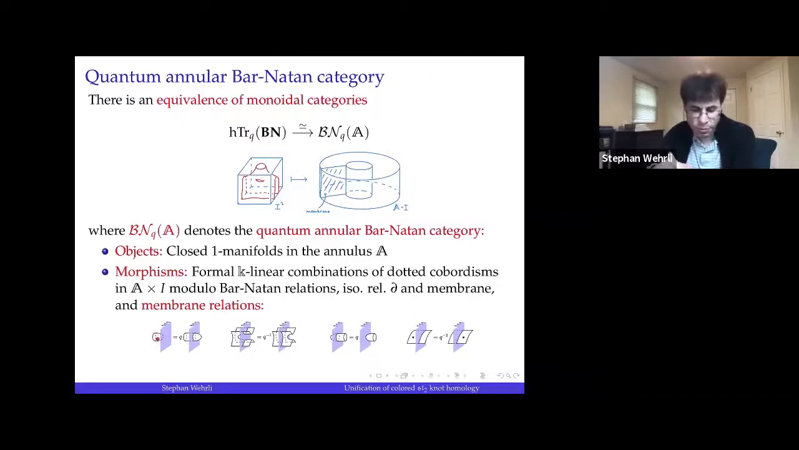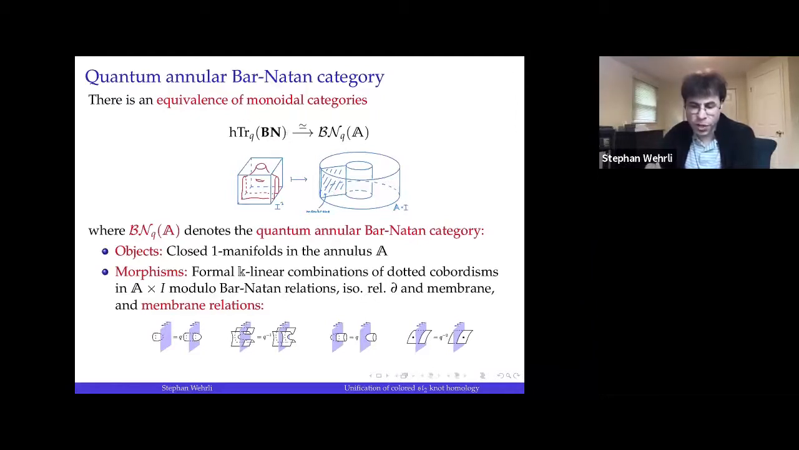So usually when you push a portion of the cobordism through the membrane, you have to rescale, or the cobordism gets rescaled by a power of q, depending on the degree of the cobordism. For example, a dot has degree 2. That's why you get a power of q to the minus 2. So this is the quantum annular Bar-Natan category.